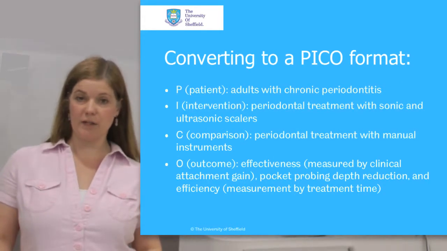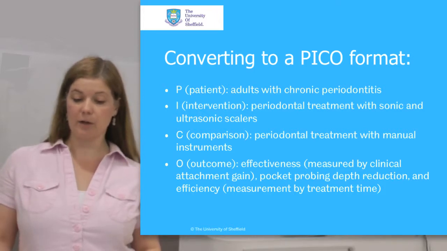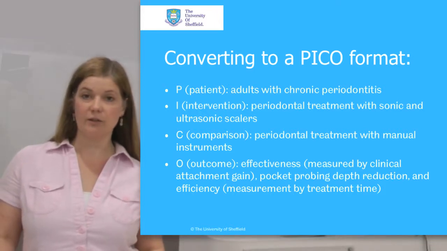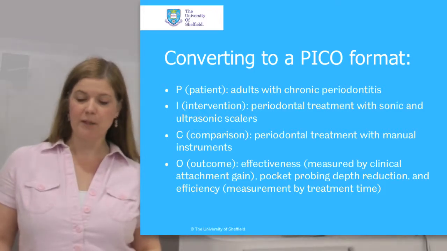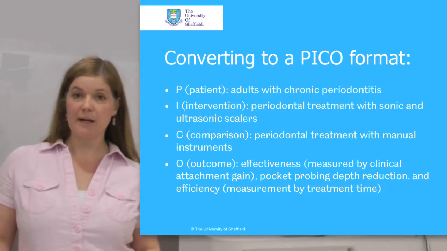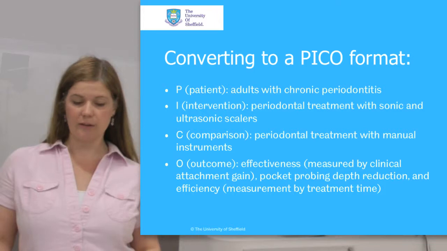So how do we convert it then to this PICO format? We've got P, patient, adults with chronic periodontitis. I, the intervention, is the periodontal treatment with sonic and ultrasonic scalers. So these are ones that you haven't got that drill noise. If you look at the dental anxiety literature, one of the key things that people are afraid of is the sound of the drill. So if you use a scaler, which doesn't have that sound, so a sonic or ultrasonic one, that may reduce the anxiety, so that's our intervention.